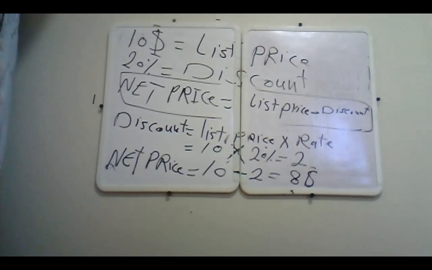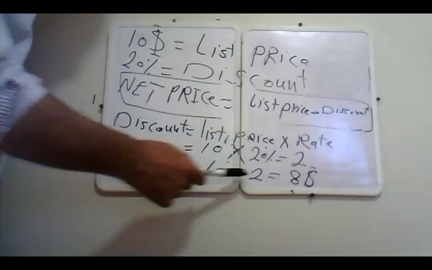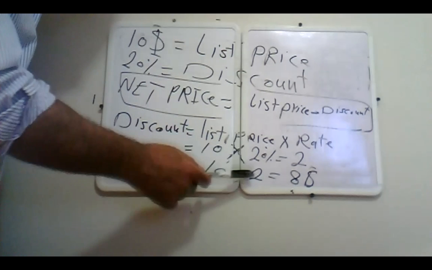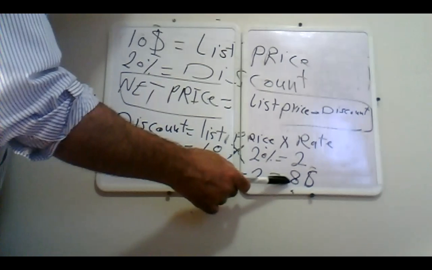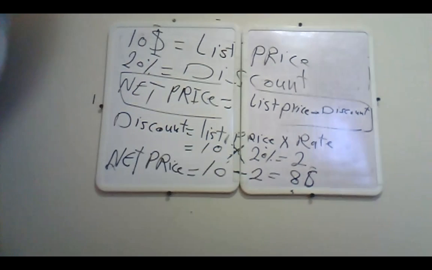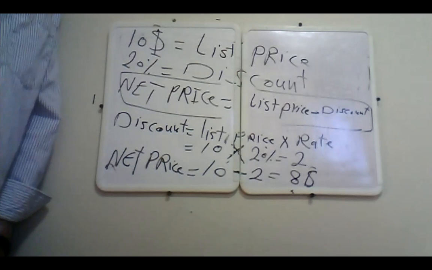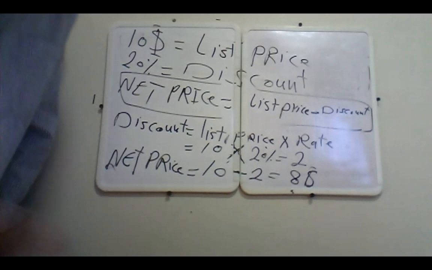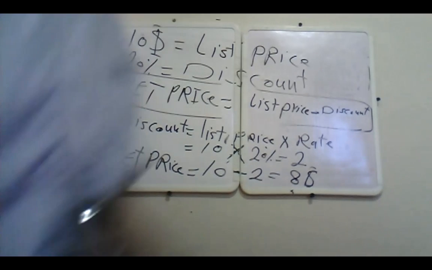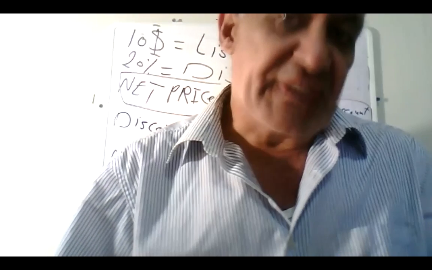Then, so much I will pay now. I will pay the list price, which is $10, minus the $2 of the discount. Then I will pay a net price, which is $8. The net price is what you pay after the discount. Okay, and this is the idea of the discount in general.